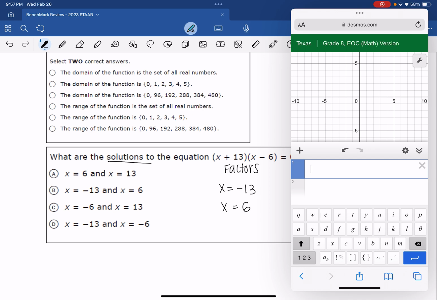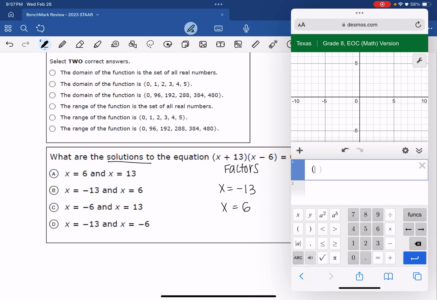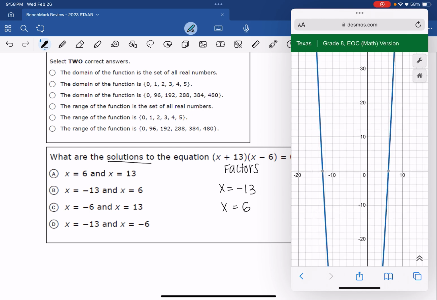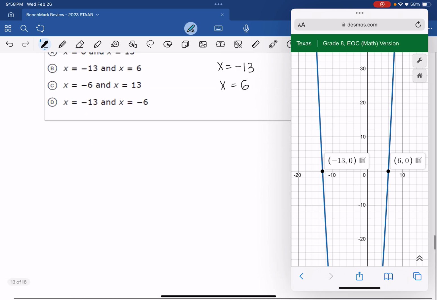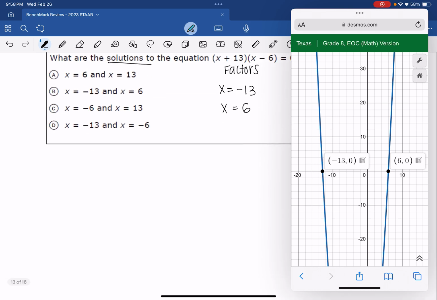But let me show you how you can use Desmos to help you anytime it's asking for solutions. I just have to type it into Desmos and it will graph it for me. So I have an x-intercept of 6 and an x-intercept of negative 13. Just be aware that you have the ability to use Desmos on even simpler questions like this. So your answer should be negative 13 and 6, which is B.